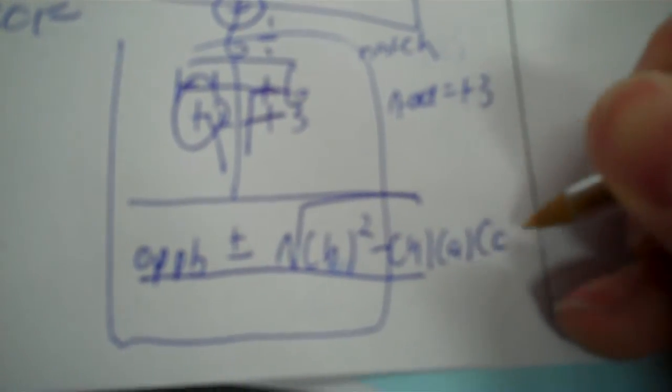Quadratic formula. Opposite of B, plus or minus the square root, B squared, minus 4AC over 2A. So opposite of B is negative 3. B is 3 to the second, and then A is 1, C is 6. A is 1. So you got negative 3, 2 times 1 is 2.